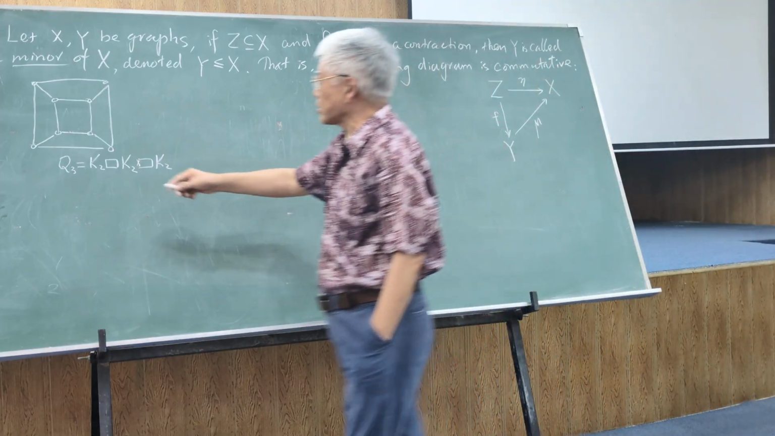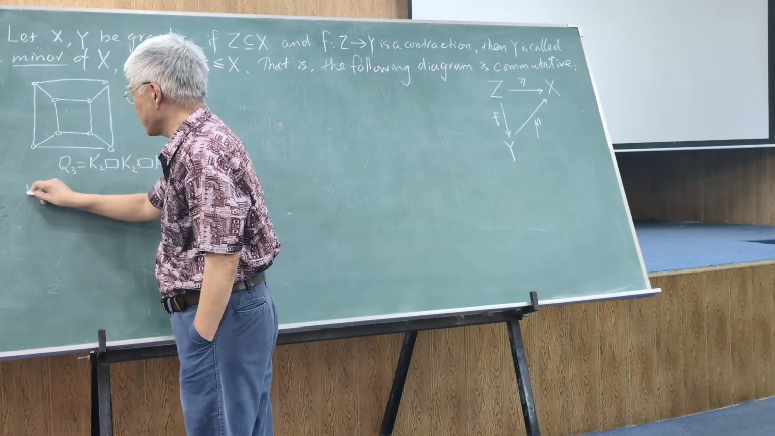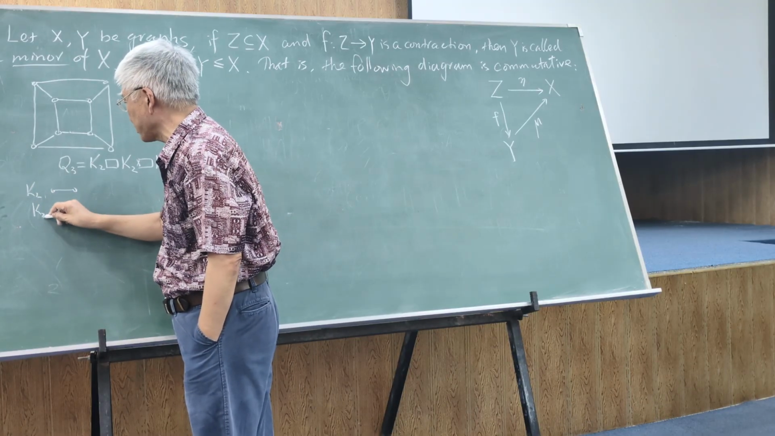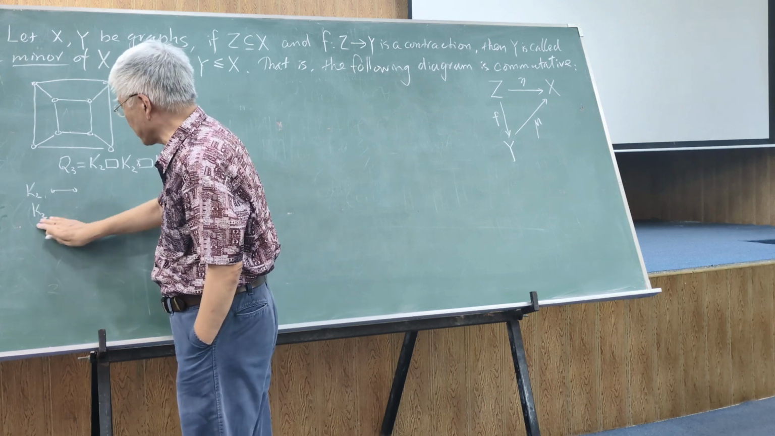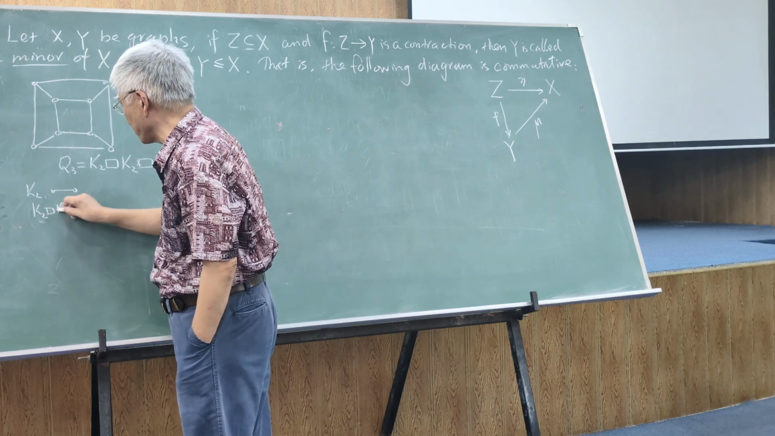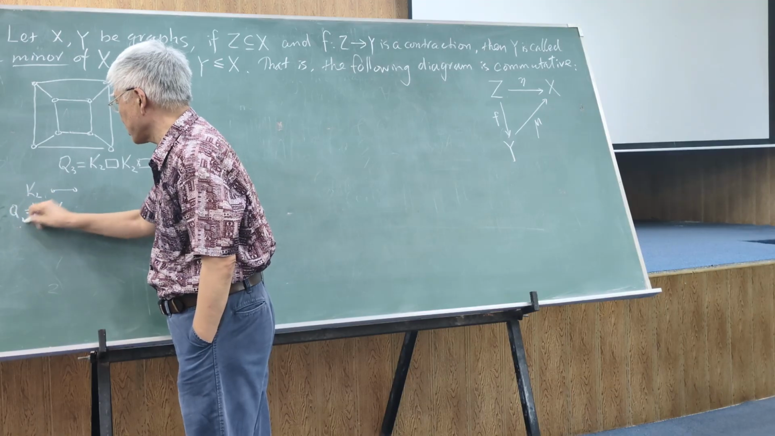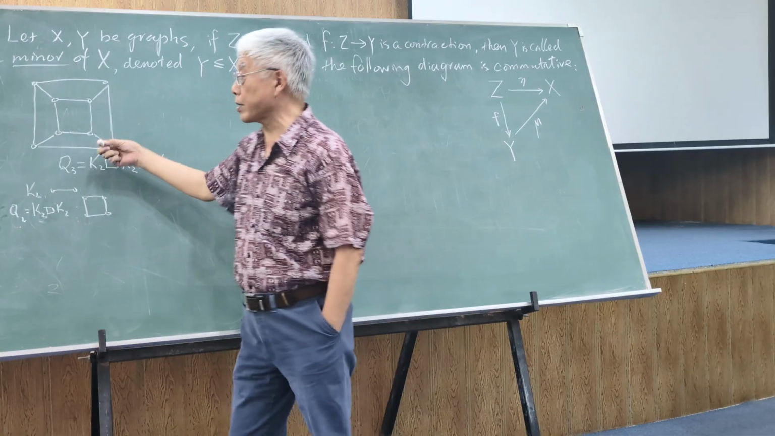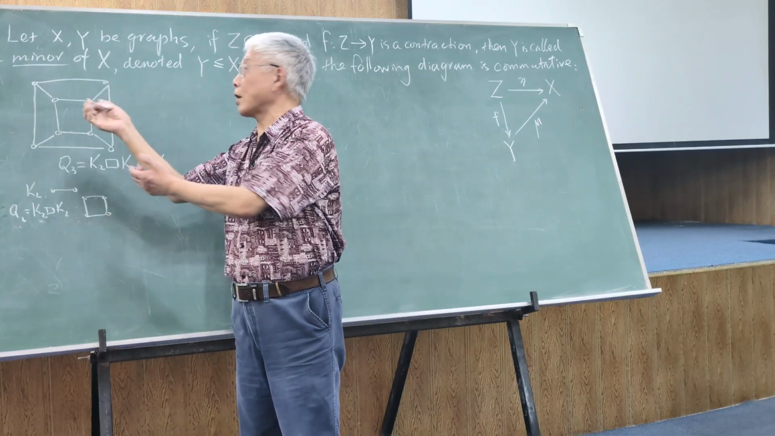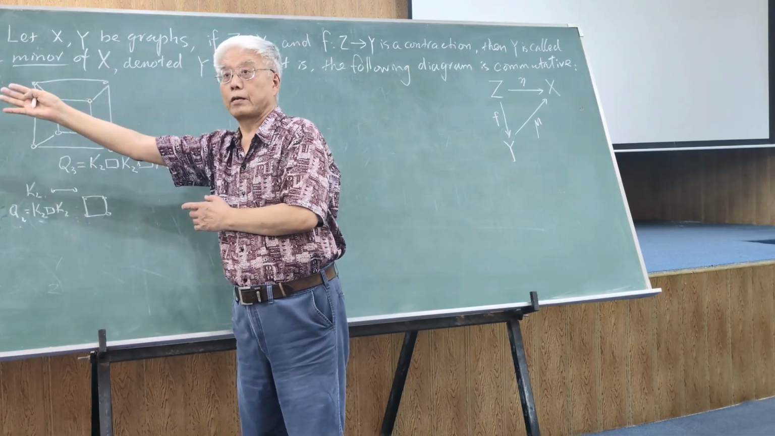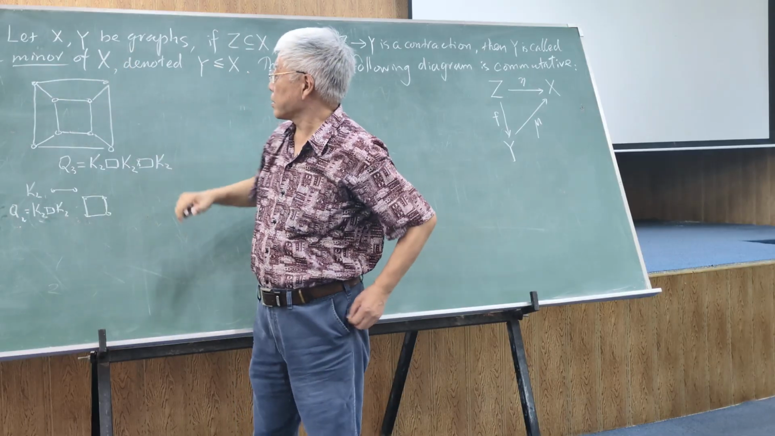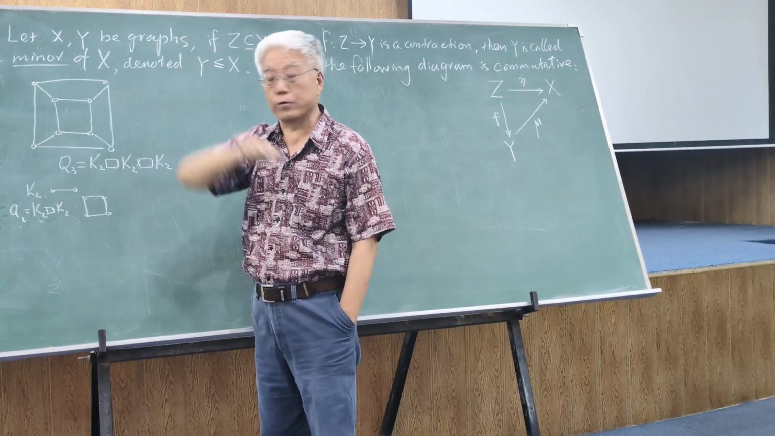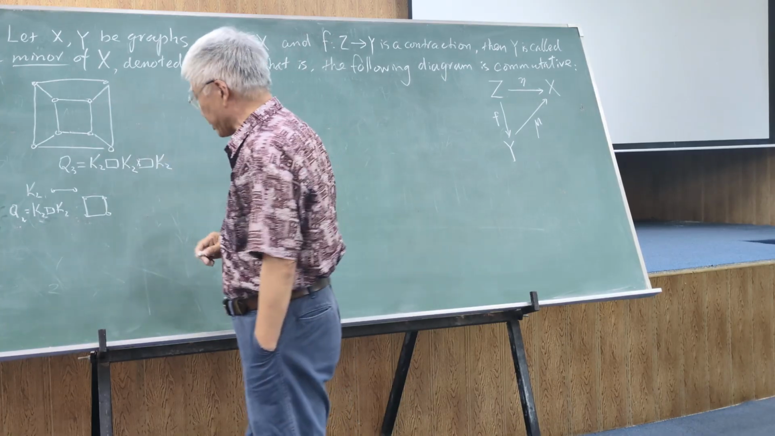Of course, this is also a cube. This is a 1-dimensional cube. This is a 2-dimensional cube, K2 box K2. This is Q2, the 2-dimensional cube. And this is the 3-dimensional cube. And then another K2 multiplying this way, you have another copy here. Corresponding vertices are joined by an edge. Then you have the 4-dimensional unit cube. These are also in other fields of mathematics as well. So this is one of the examples we will have.